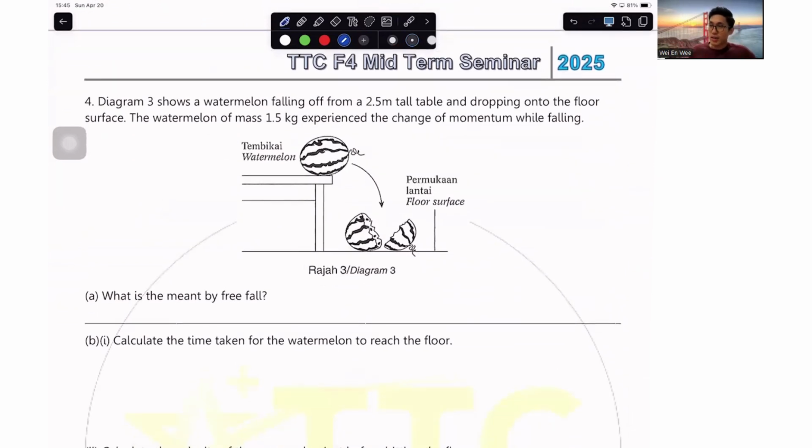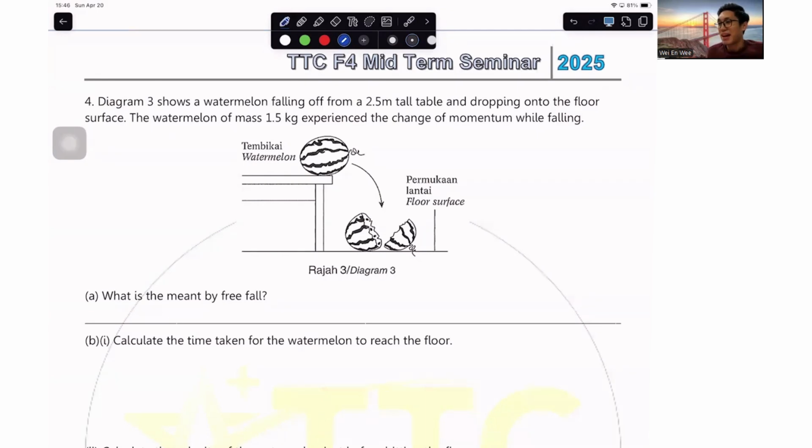Okay, I have a watermelon falling off from a 2.5 meter tall table and dropping onto the floor. Oh, a 2.5 meter tall table. I am not 2.5 meters. A 2.5 meter tall table is taller than me already. Okay. It drops onto the floor surface.